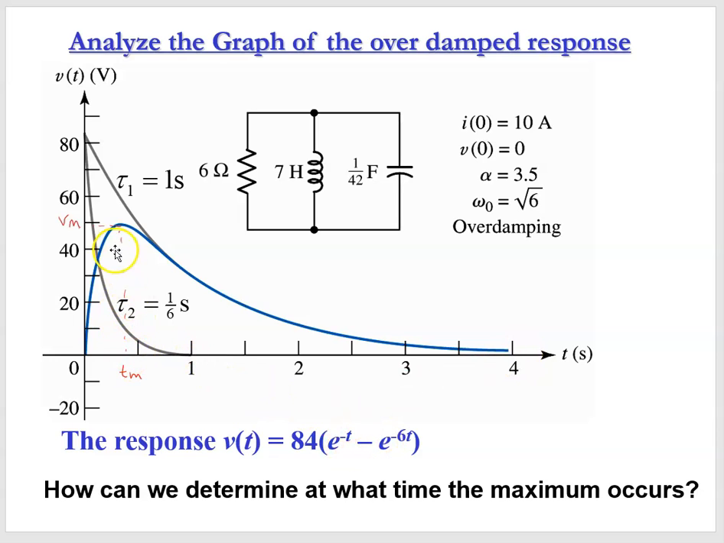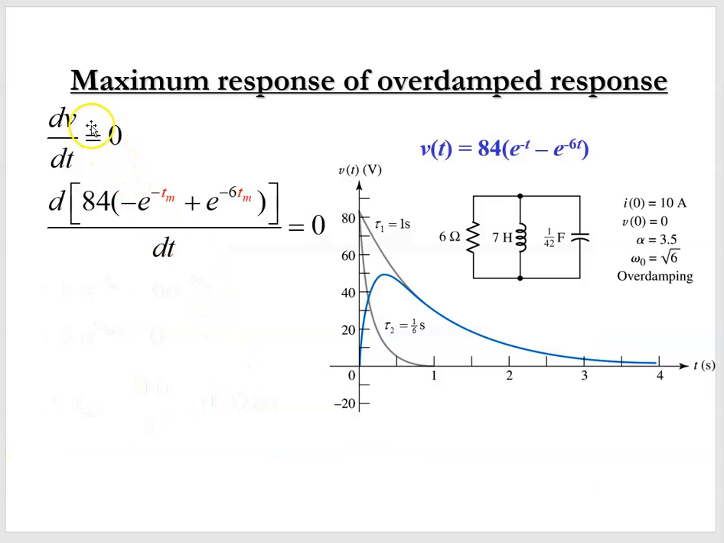What we might want to find is the maximum. So how can we determine where that maximum occurs? Well, we can use our calculus. We can take the derivative of our voltage function, set it equal to 0, find the time that that happens, call that time Tm, and then plug that time back into our voltage equation. The derivative of our voltage function is 84 times negative e to the negative t minus negative 6, so we get plus 6 e to the negative 6t. We'll call this variable now Tm, and we want to solve for Tm.